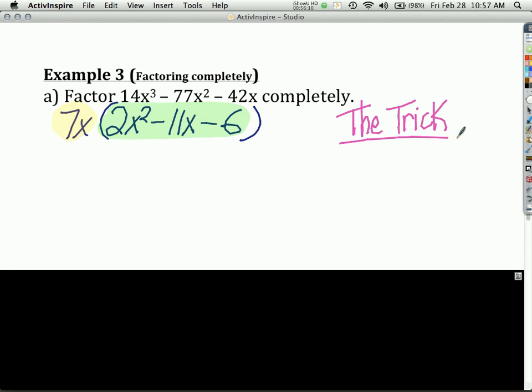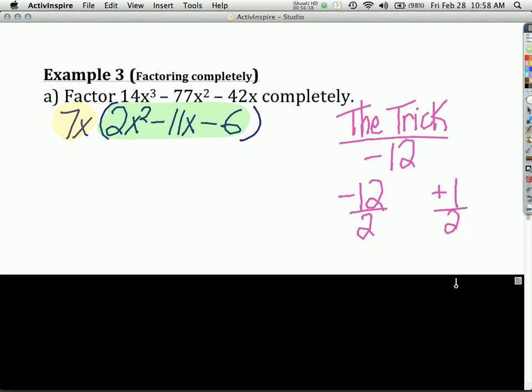A times C, negative 12. 2 numbers that multiply to negative 12 that add to negative 11. What are the numbers, Valerie? Negative 12 and? Very good. Negative 12 and positive 1. What's the next step in the trick? Next step, Edgar? Very good. Put them both over A, which in this case is 2.